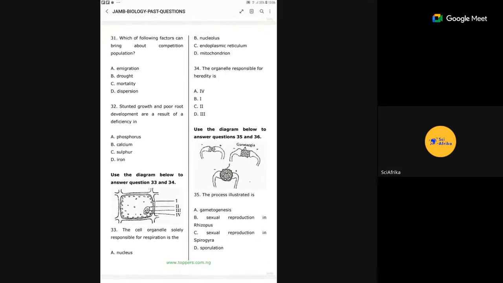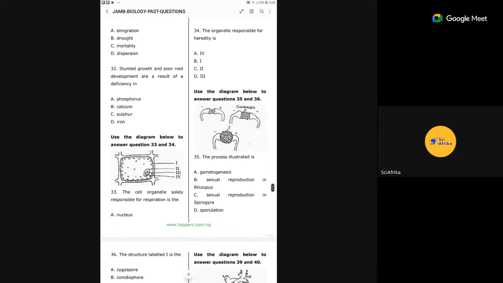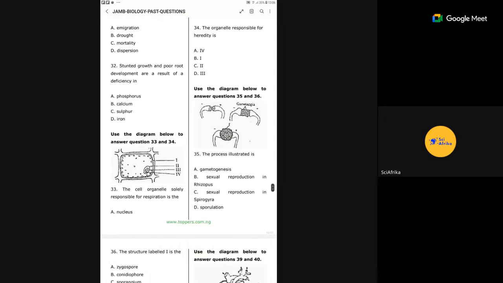So we'll go to the next question, number 35. Looking at this diagram, the process illustrated here is what? Gametogenesis, sexual reproduction in rhizopus, sexual reproduction in spirogyra, and option D says sporulation. The diagram we have here is that of rhizopus. Rhizopus nigricans, that's bread mold. That organism that grows on stale bread is called rhizopus.